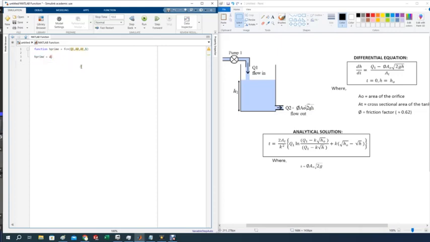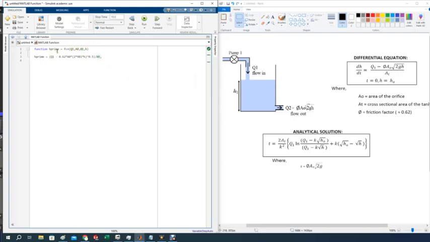H prime equals, and here is what we're gonna do. We're gonna write all this the way it is here. So it's gonna be a parenthesis Q1 minus 0.62 times this parameter A0, times A0 times parenthesis 2 times 981. Remember, we're gonna use centimeter and second here, so 2 times H, and that's a parenthesis there, another parenthesis there, and that will be elevated to 0.5 for the root. And now there's another parenthesis here, which has to tie with this one, and all that divided by AT, the area of the tank.